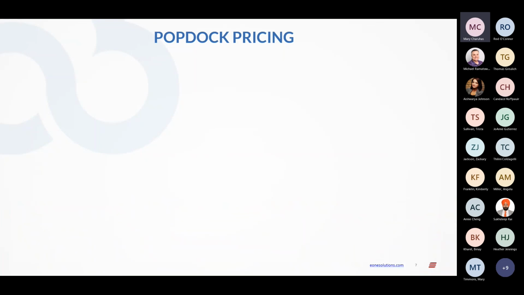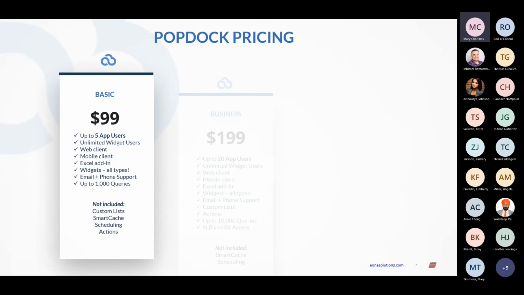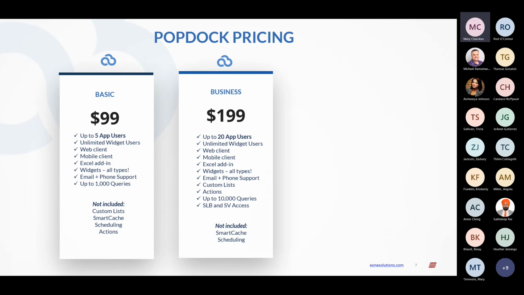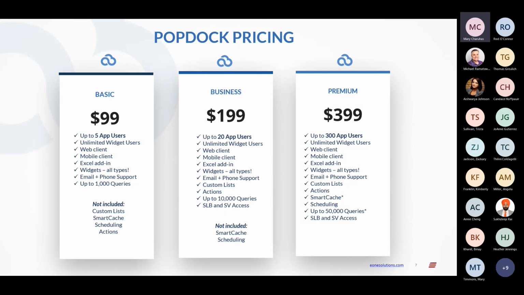So I'll quickly touch on how licensing works for Popdoc. It is a cloud-based solution, so we're talking about a monthly flat rate price each month. We have three different tiers: basic, business, and premium. Basic is exactly what it sounds like, just includes a few users and has some limited functionality there. Business includes up to 20 people inside the Popdoc web app, like Rod showed you. So 20 people going in there, building and running lists and doing all of that great stuff. But you get unlimited widget users in every tier.